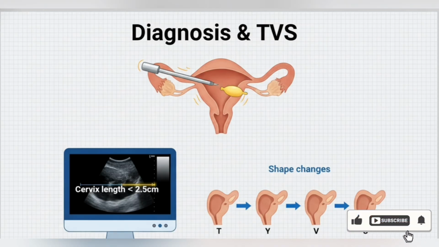A normal cervix is 4 to 5 centimeters. Incompetence means the length is 2.5 centimeters or less. And picture the shape change as it dilates from the inside out. It goes from a T shape to a Y to a V and finally a U. T, Y, V, U. Just imagine that cervix opening up like a funnel on the scan.